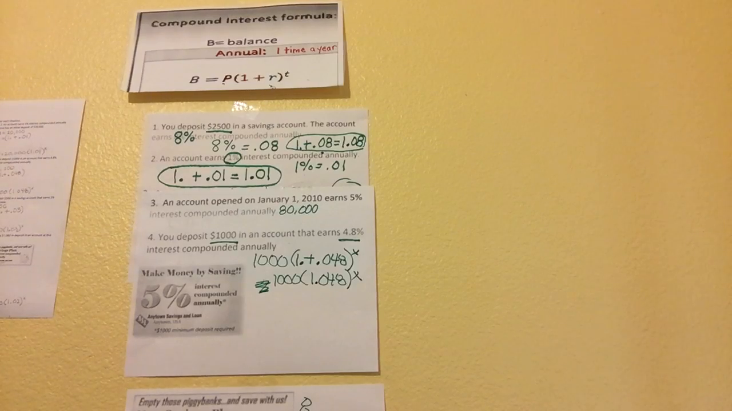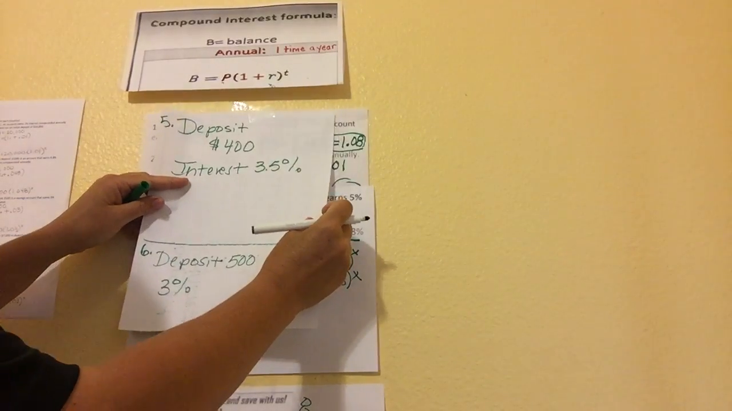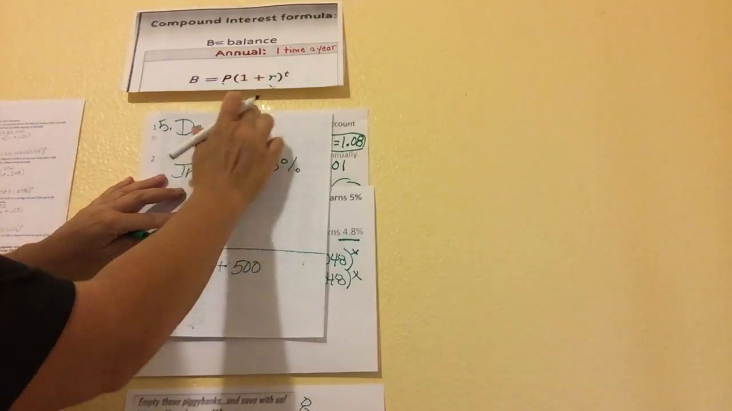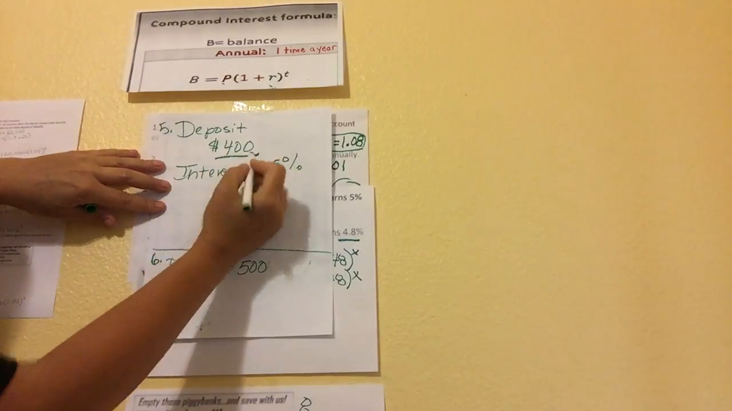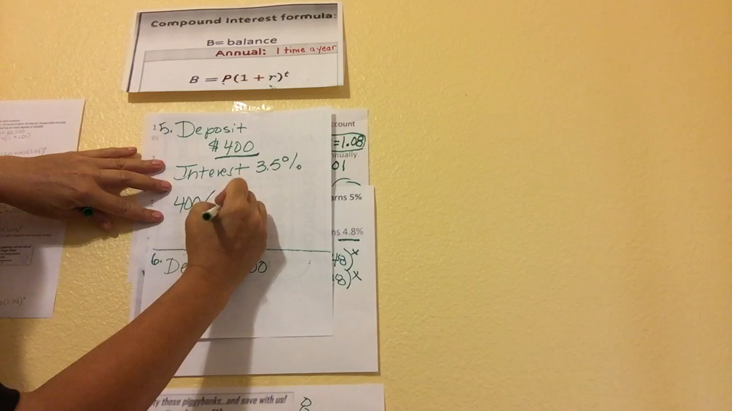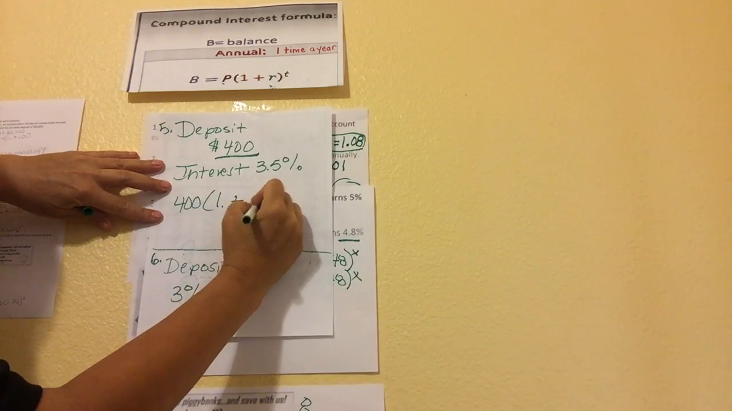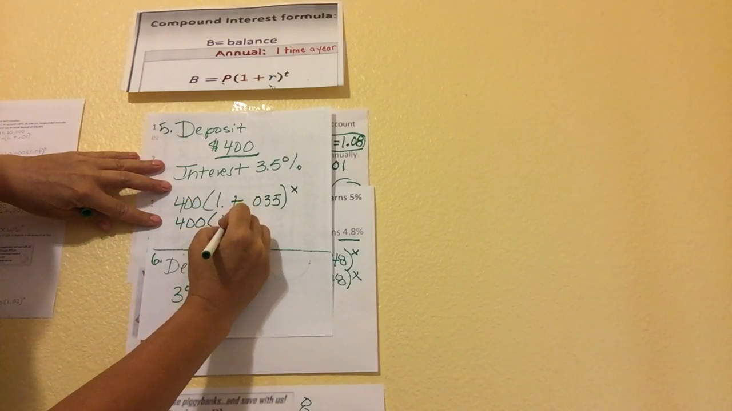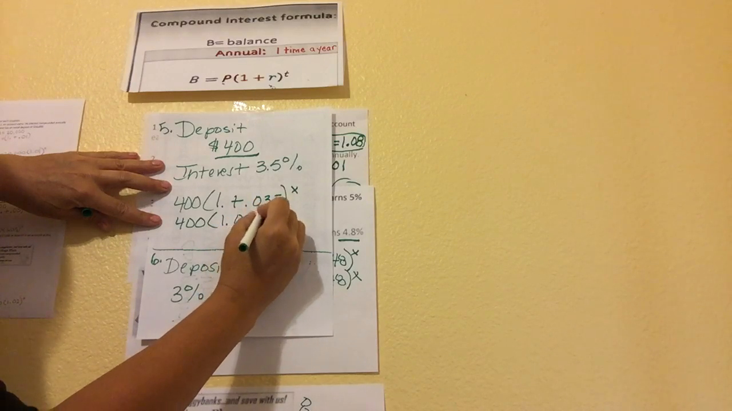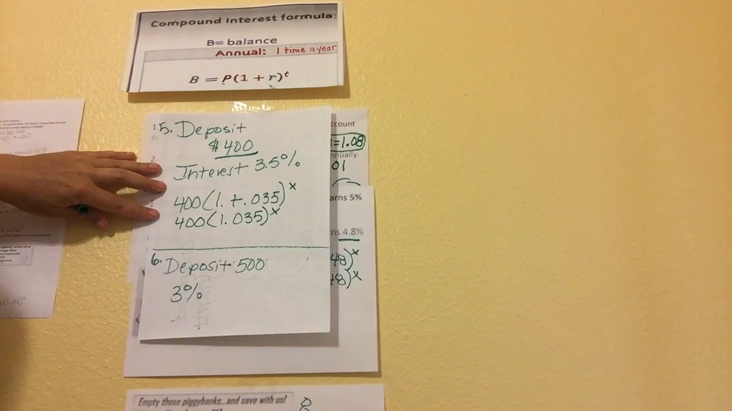Okay, so let's look at number 5 here. I've written the important information here, what you need to know, but I'll go ahead and read the problem. For number 5 on your worksheet, it says you deposit $400 in an account that earns 3.5% interest compounded annually. So 400, 1 plus 0.035x, and then we just combine those to get our answer, okay?